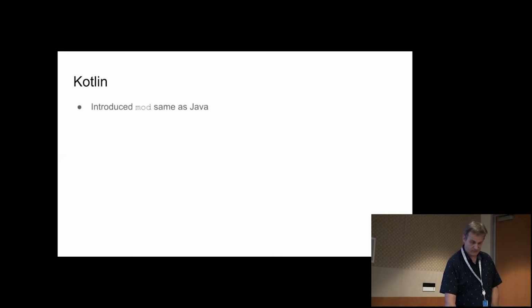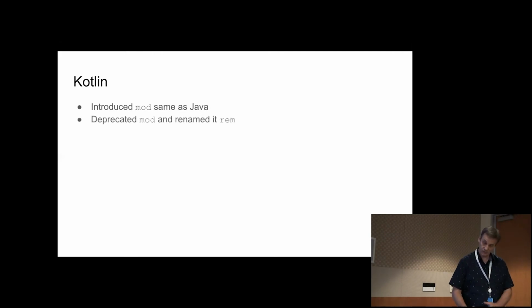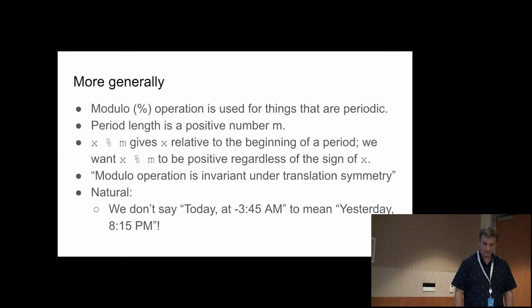But Kotlin then. Kotlin started with a clean slate, so they could have used the experience from all the other languages and chosen the really best implementation or definition of modulo. And they introduced modulo exactly the same as Java, which proves that Java is best. And then they deprecated mod and renamed it to rem. And then, nothing more.